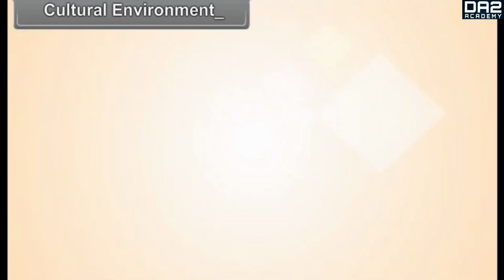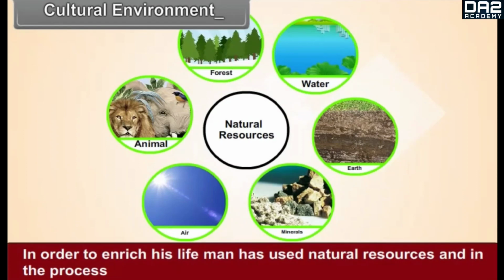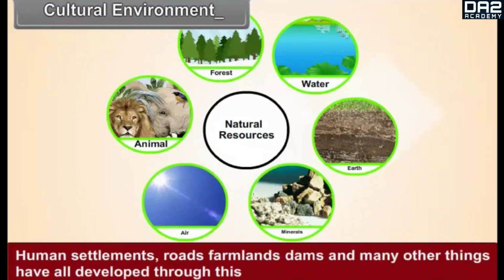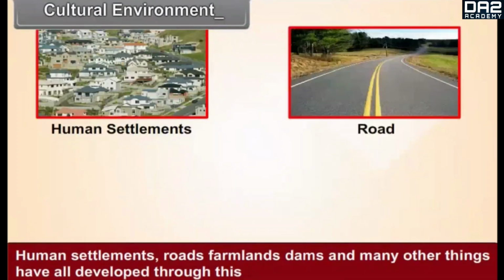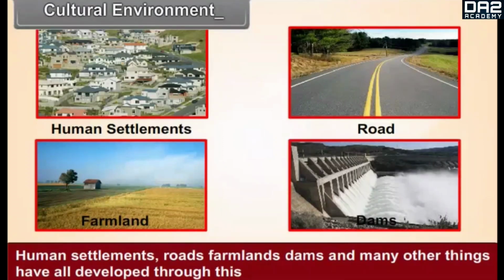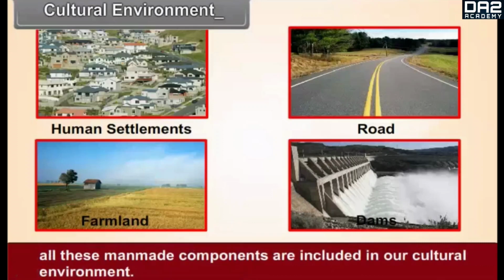Cultural environment. In order to enrich his life, man has used natural resources and, in the process, he has brought about many changes in the natural environment. Human settlements, roads, farmlands, dams, and many other things have all developed through this. All these man-made components are included in our cultural environment.